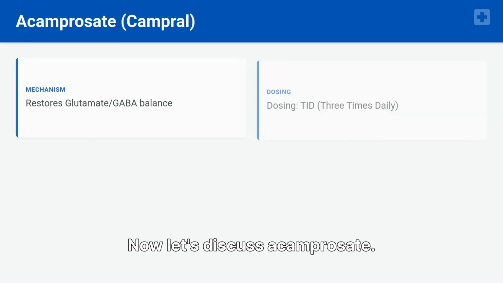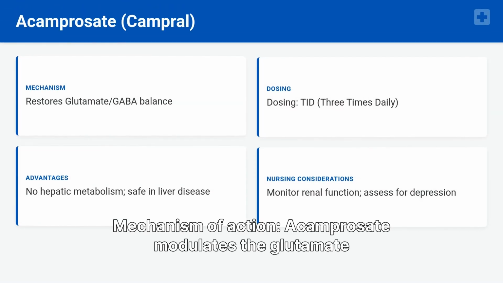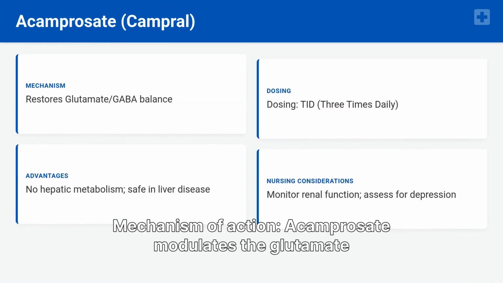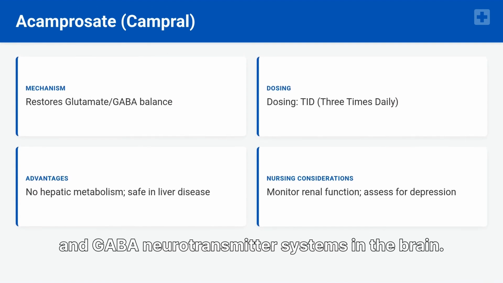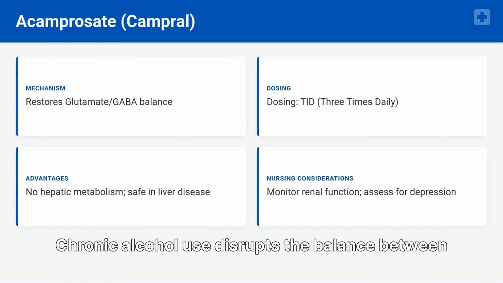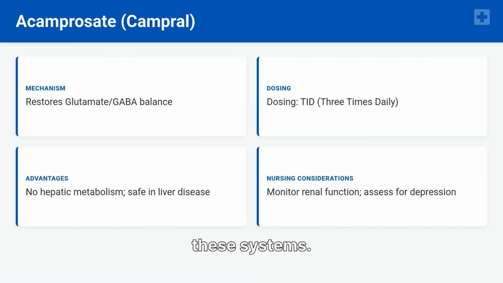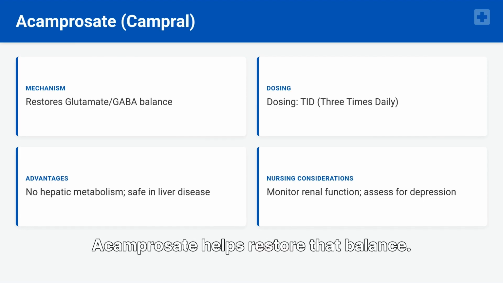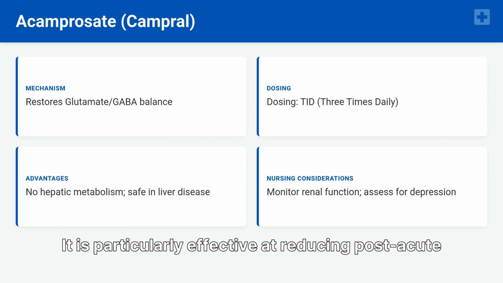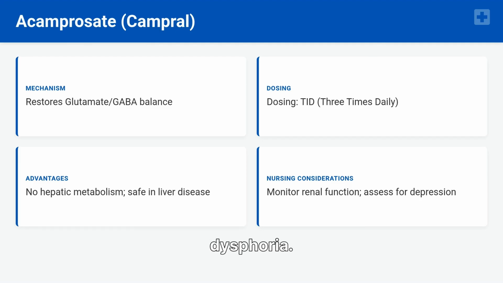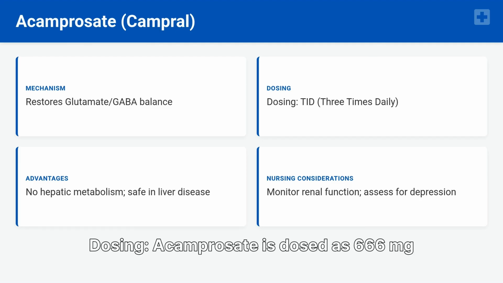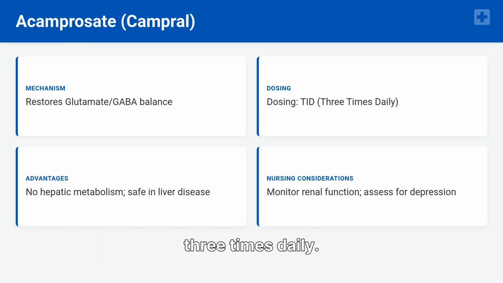Now let's discuss acamprosate. Mechanism of action. Acamprosate modulates the glutamate and GABA neurotransmitter systems in the brain. Chronic alcohol use disrupts the balance between these systems. Acamprosate helps restore that balance. It is particularly effective at reducing post-acute withdrawal symptoms such as anxiety, insomnia, and dysphoria. Dosing. Acamprosate is dosed as 666 mg 3 times daily.